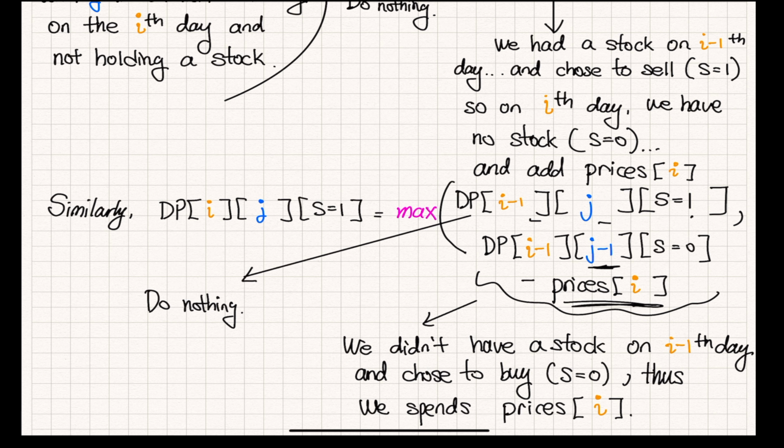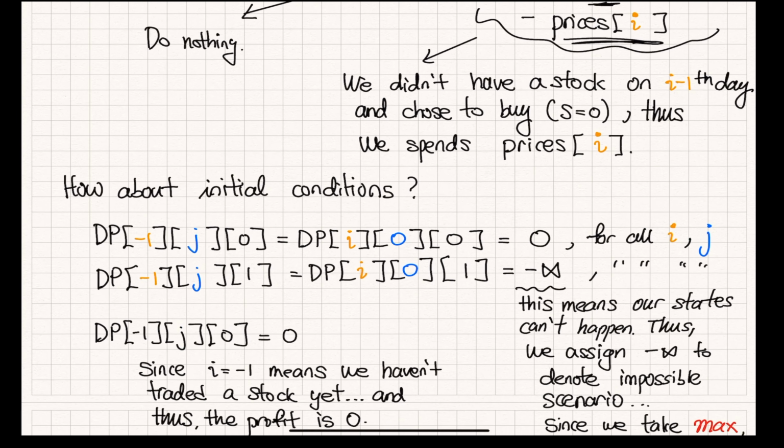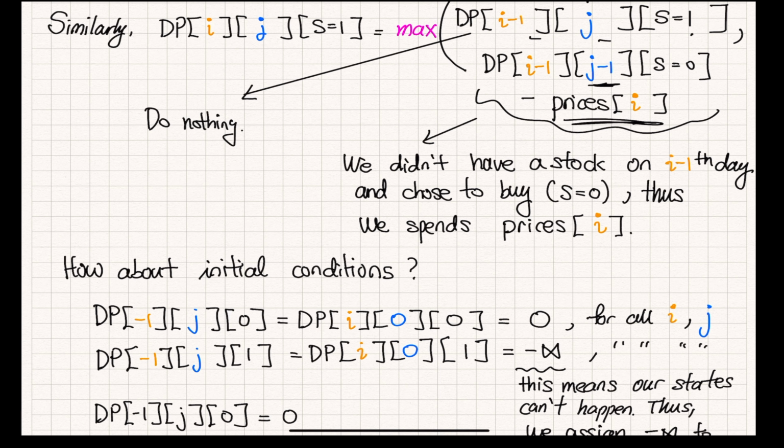And that's what we do. And that's basically how we fill out our three-dimensional DP table. Now we have to consider our base case, initial condition here. In that case, it'll be this guy. Looks very complicated, but for the moment, bear with me.